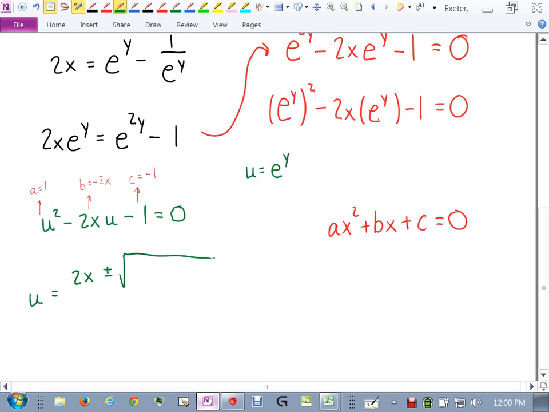Plus or minus square root. What's b squared? 4x squared. Minus 4ac. Hold on, it's b squared minus 4ac. So a times c, so negative 1. So this will be plus 4 in here. Got that? All over 2 times a, which is 2.